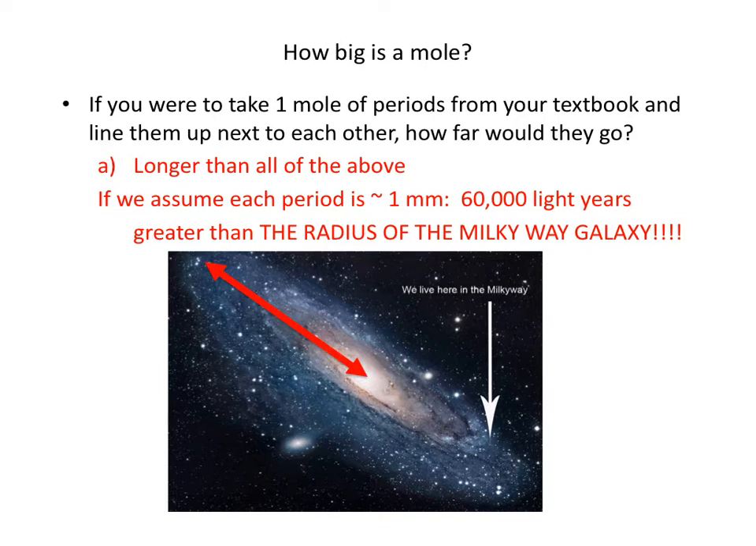So 6.022 times 10 to the 23rd is an astronomically large number. And this is due to the fact that atoms and molecules are incredibly tiny microscopic things. And so in order to have an amount that is of macroscopic relevance, we need a whole lot of them.